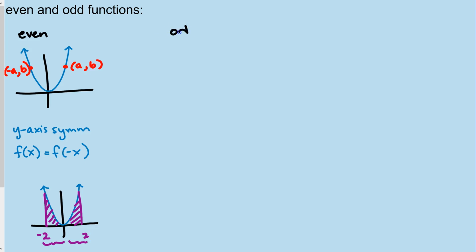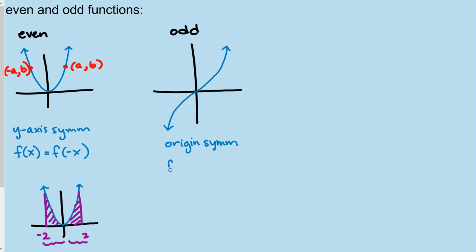Odd functions also have symmetry, but the symmetry they have is symmetry about the origin. Here's an example. So in this case, if you have f of the opposite of x, it's equal to the opposite of f of x. And that means opposite x values have opposite y values. So suppose you have the point (a, b), and you find the opposite x value, that would be the opposite of a, it's going to have the opposite y value, opposite of b.